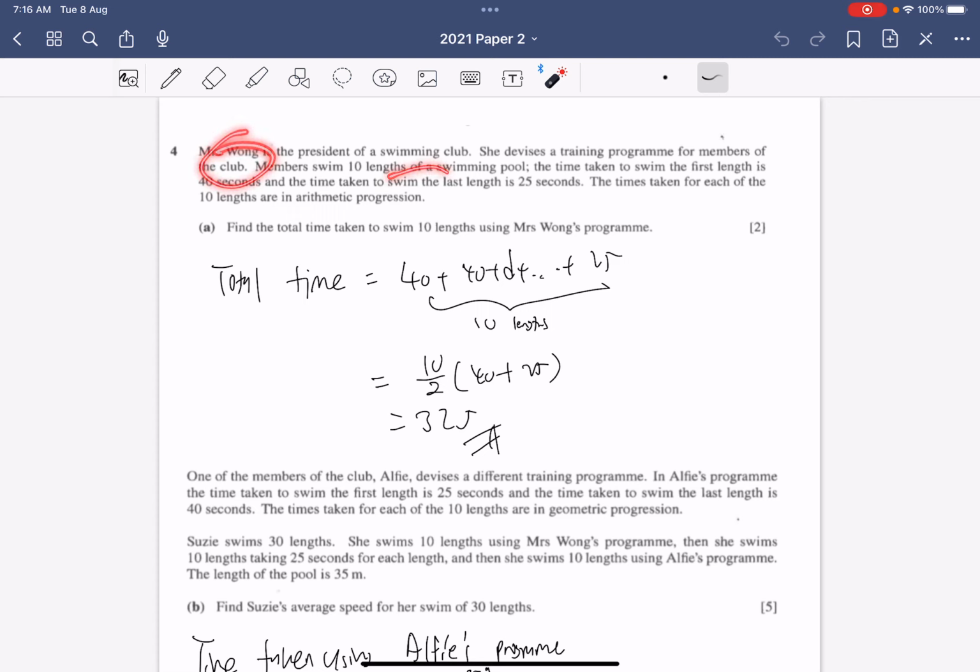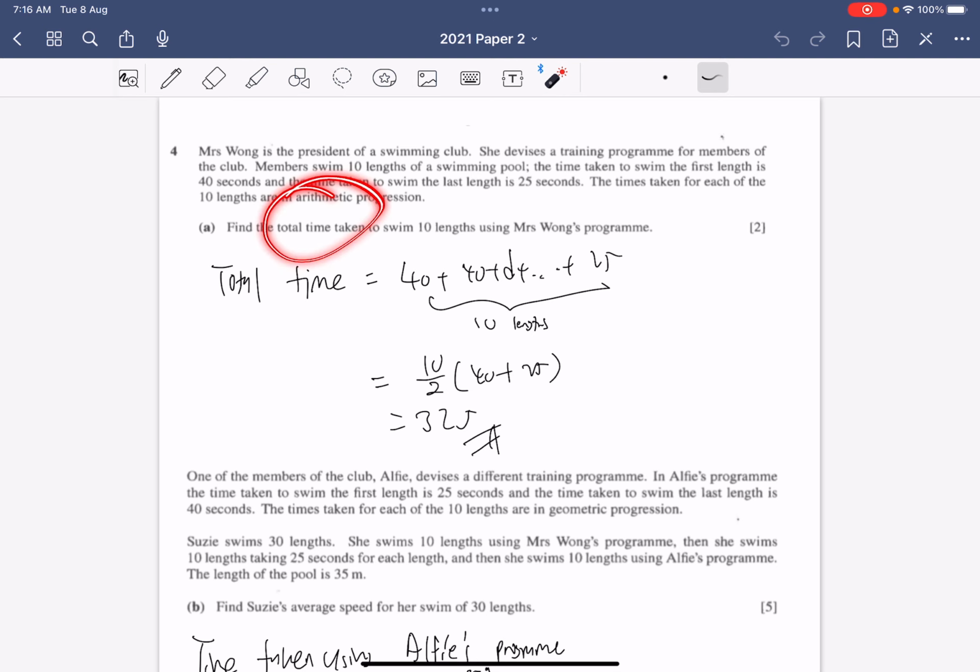Mrs. Wong devises a training program where the members are supposed to swim 10 laps. The time taken to swim the first lap is 40 seconds, and the time taken to swim the last lap is 25 seconds. They are in an arithmetic progression, meaning it's 40, then 40 plus d, 40 plus 2d, all the way until you reach 25 seconds.